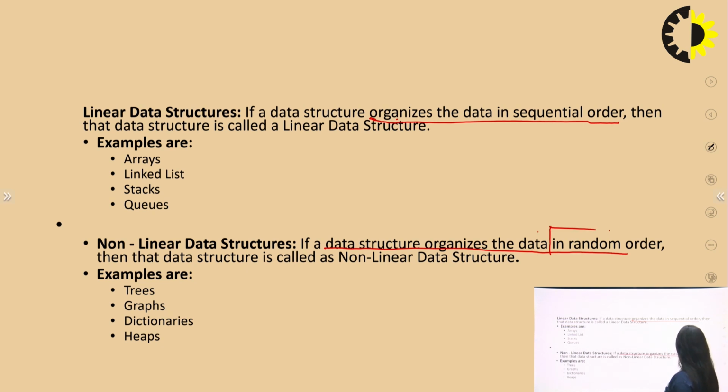In random order, then that data structure is called a non-linear data structure. Examples of non-linear data structures are tree, graph, dictionary and heaps.